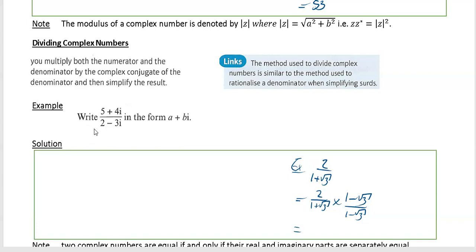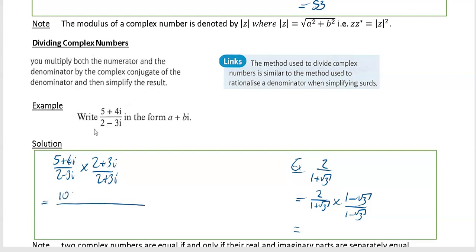So basically, they want you to divide this thing. So write it out: it's (5 + 4i) over (2 - 3i). What you want to do is multiply top and bottom by the complex conjugate of the denominator, which is 2 + 3i. Okay, if you do that out, let's do one big line here.